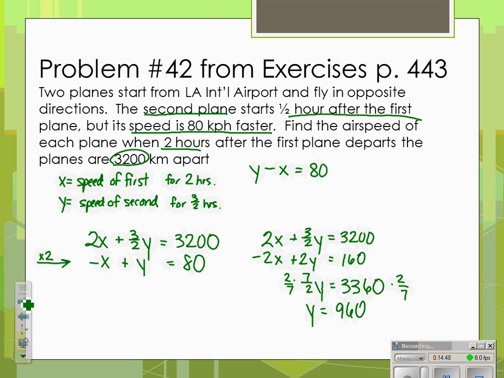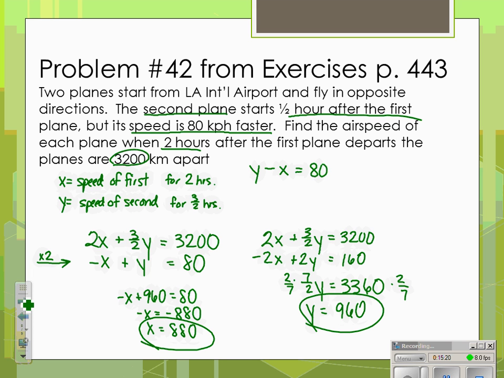Then once I have that one, I can come back here, put it in. Either one. This one had smaller numbers, so I went with the second equation this time. And I'm going to have negative x equals negative 880, or x is equal to positive 880. Okay, so the speeds for the two planes, here's the first plane, and there's the second plane.